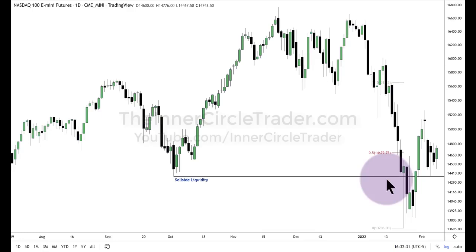Are there a lot of up-close candles during that bias being bearish? No.